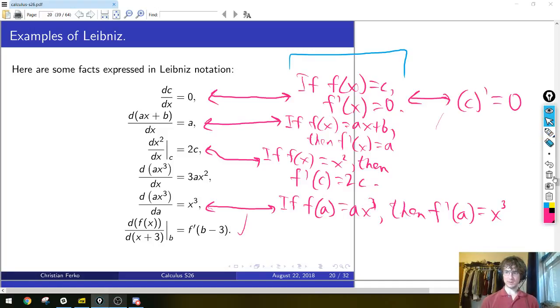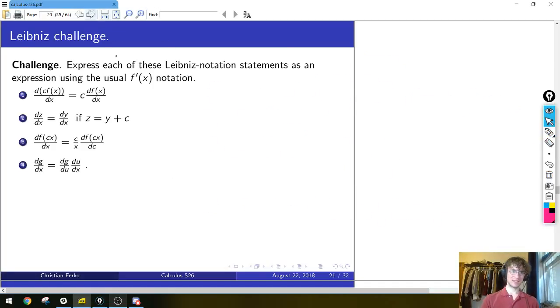Now I will ask you to interpret some specimens of Leibniz notation. So either tell me what the corresponding statement would be in terms of defining functions and writing primes, or else just say some words about what the content of this line is. So the first one says d of c f of x with respect to x is c df dx. So translate or speak about the content of this for me.